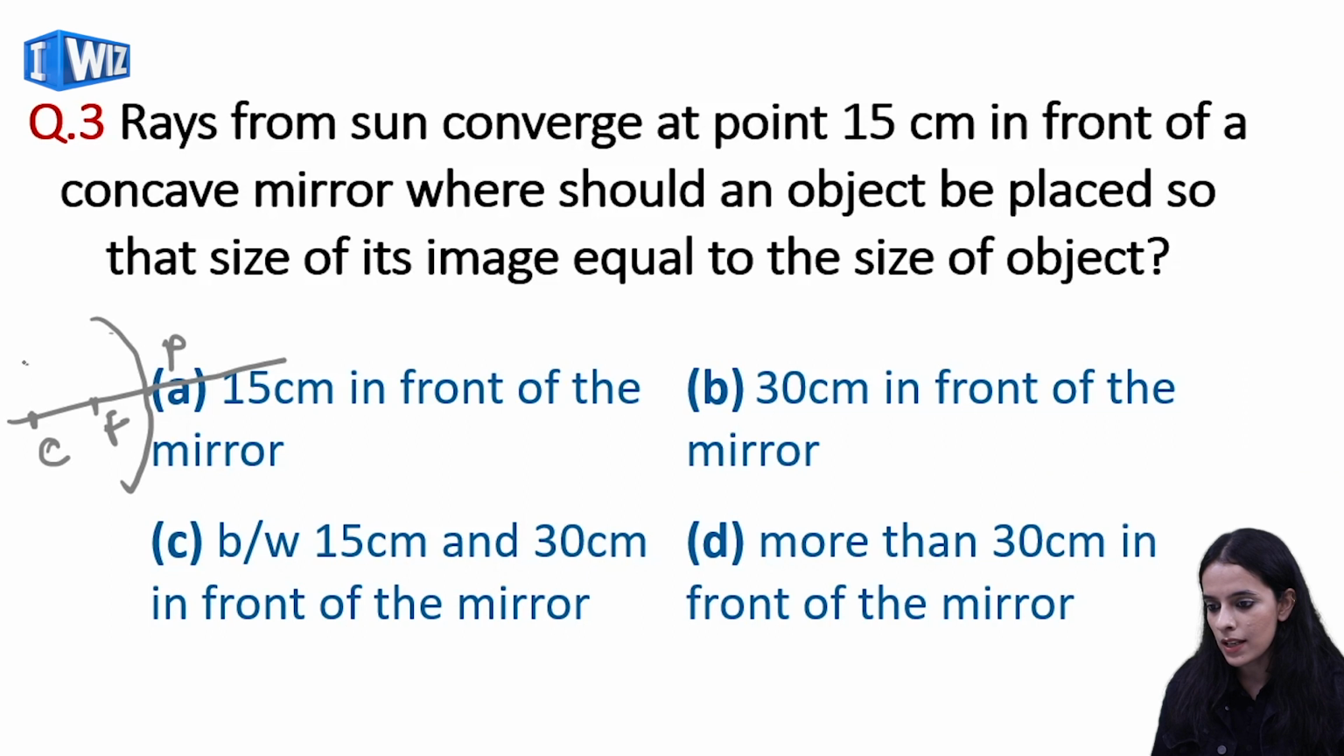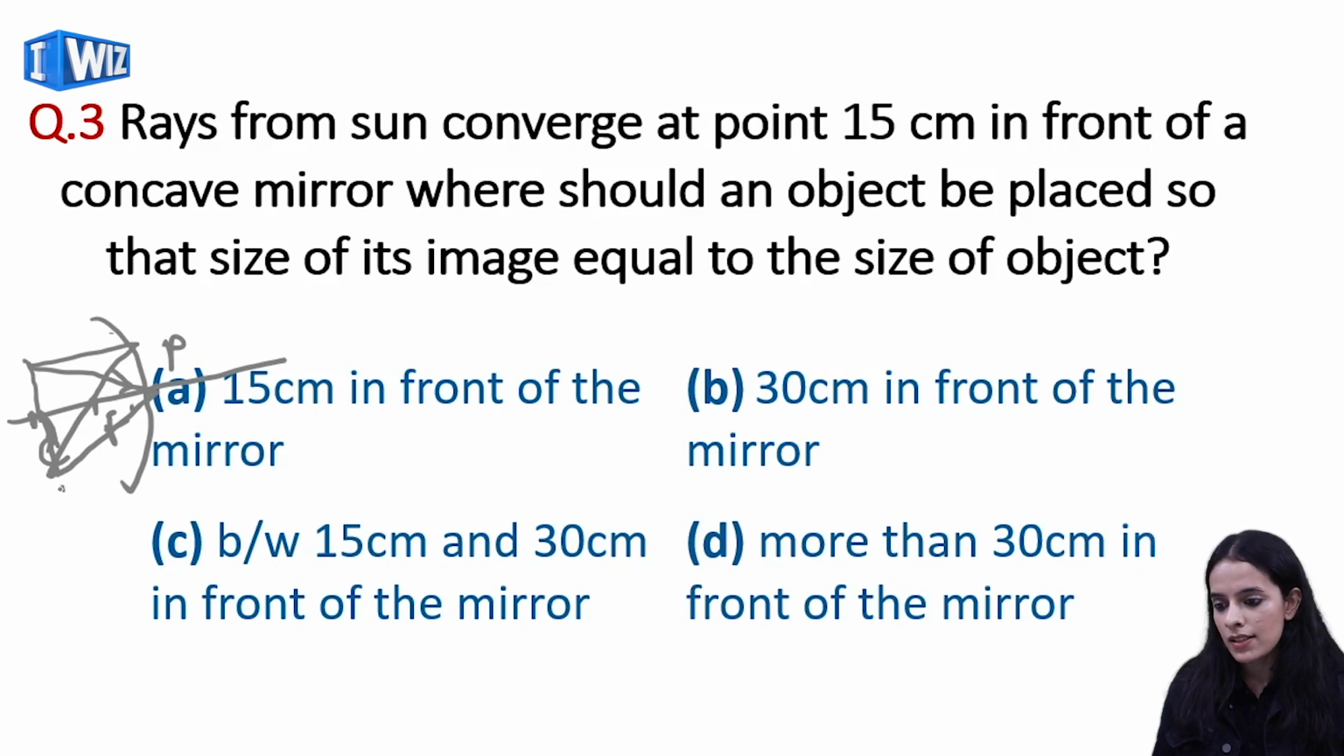So when an object is placed at C, at the center of curvature, when a ray of light is coming parallel to the principal axis, it will always pass through the focus. And the second ray will strike on the pole, and after striking, it will pass obliquely. And where it will meet is at C only. So here the same image is formed at C, and the image size is equal to that of the object. So where should an object be placed? It should be placed at C.